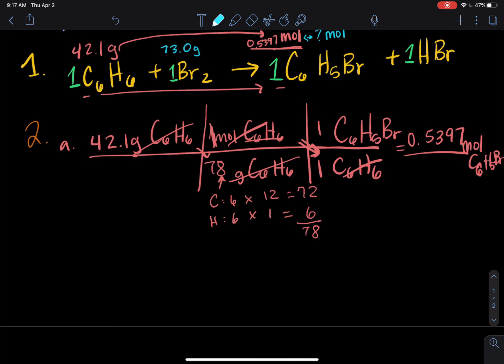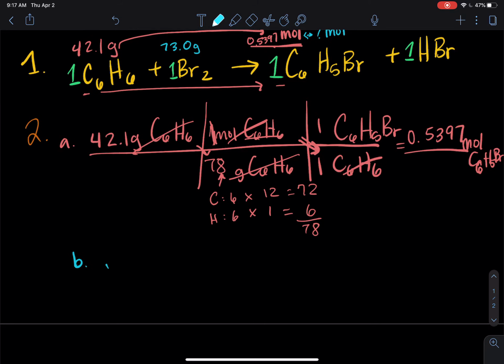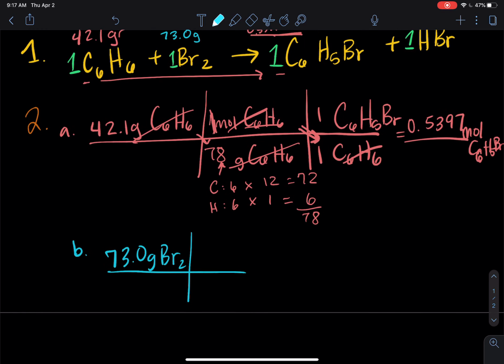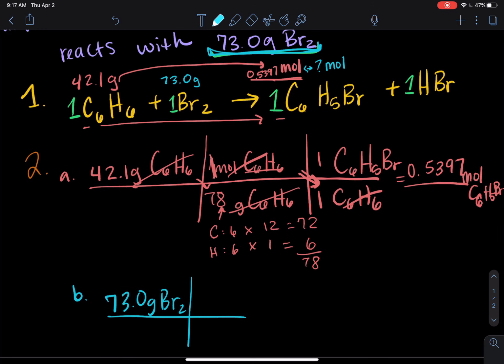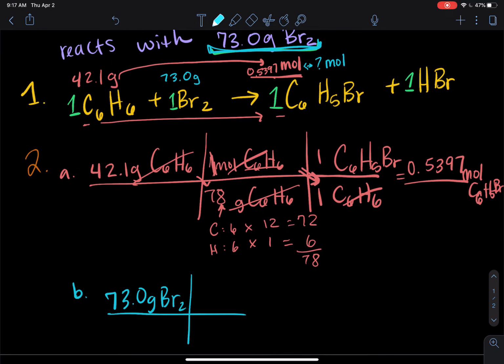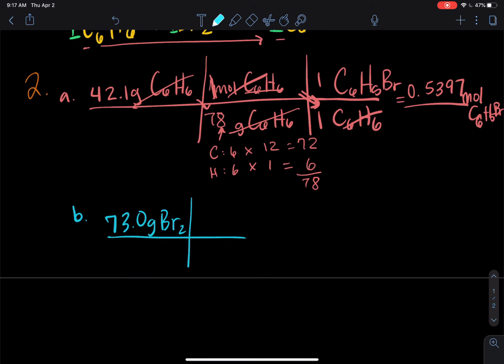So I'm now going to do 2B. It's going to be the same concept, but instead of starting with 42.1 grams, I'm going to start with 73.0 grams of bromine. Okay, so again, I'm doing grams of bromine to mole of C6H5Br. So I need to get rid of this gram of bromine. So I'm going to put gram here. I'm going to say 1 mole Br2.